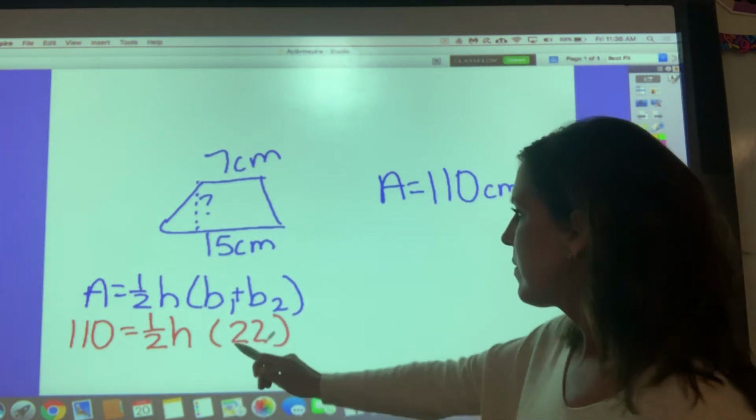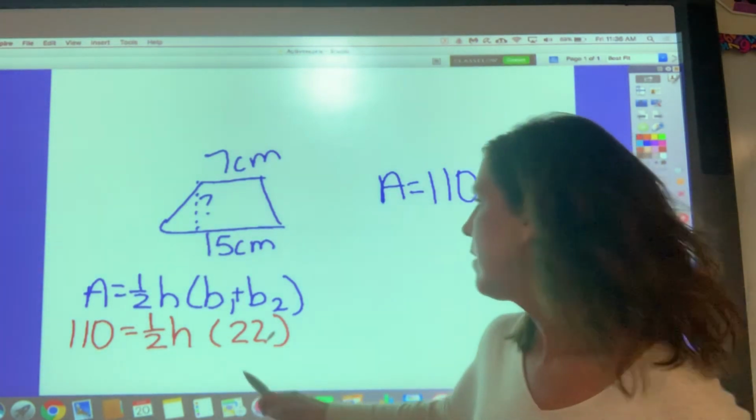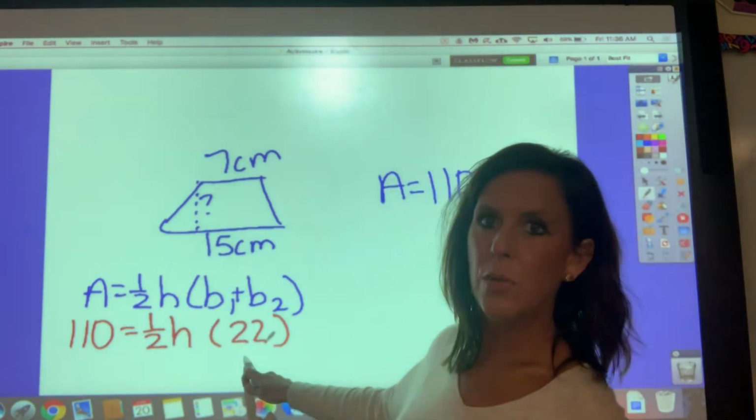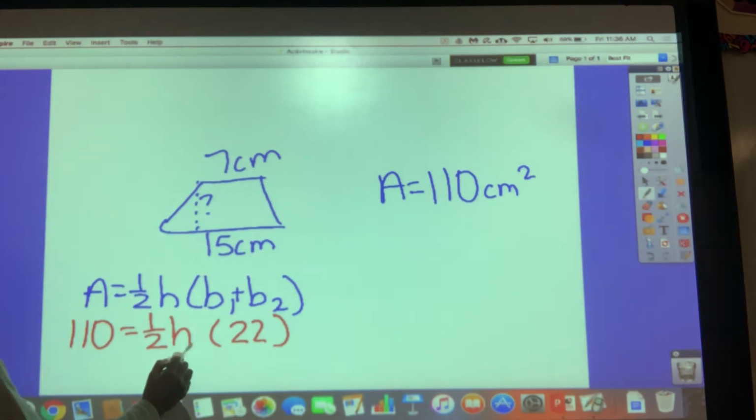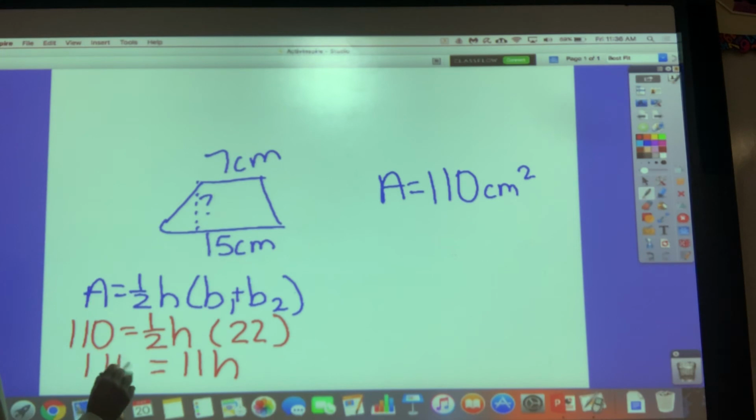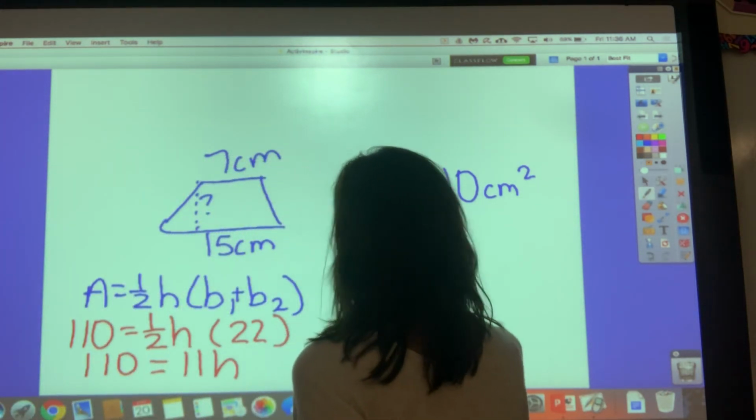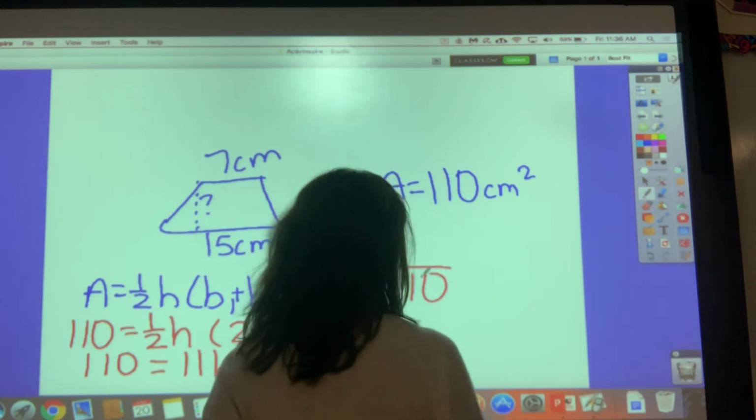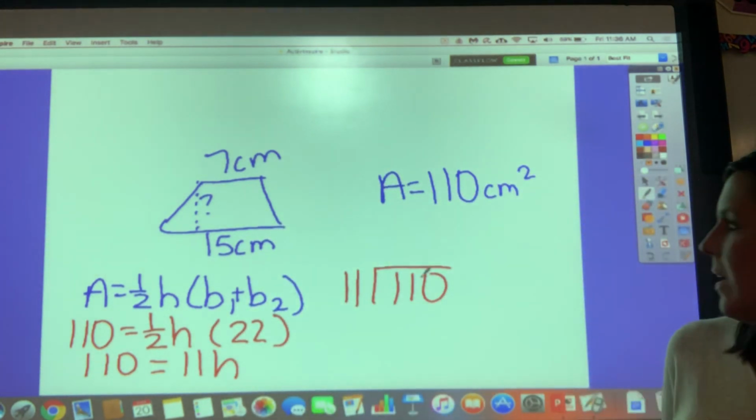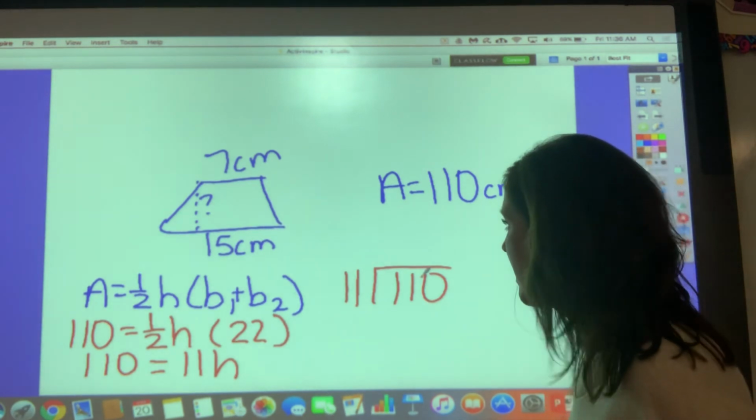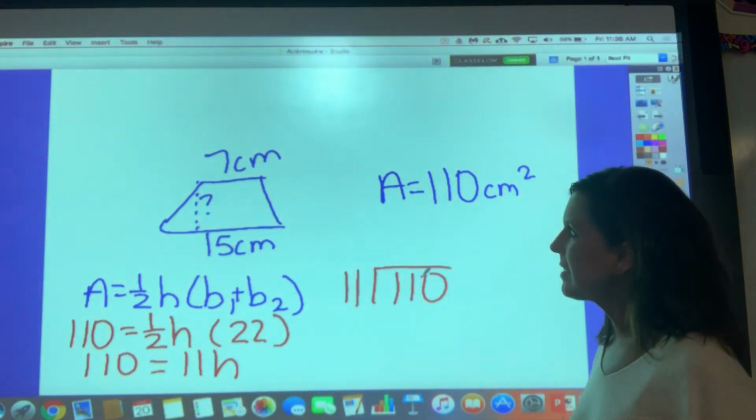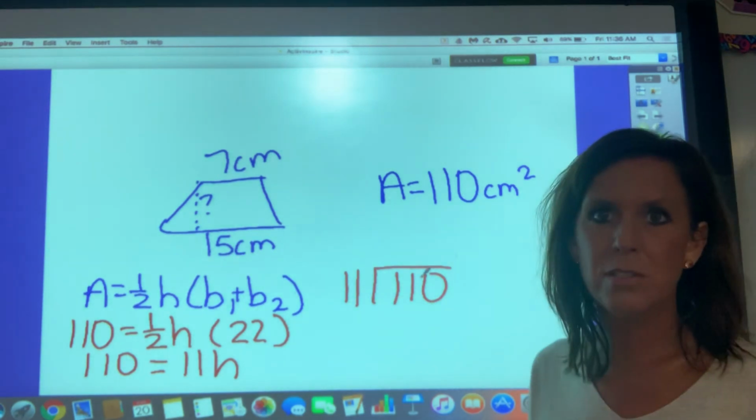Okay, so then we need to do what we can on this side. We can do half of 22, which we know is 11. So that's going to leave us on this side with 11h and on this side with 110. Again, we have an equation. So if we're multiplying by 11 here, we've got to bring it over here and divide. So you'll be putting 11 into 110, which we know is 10. And so our missing height is going to be 10 centimeters.